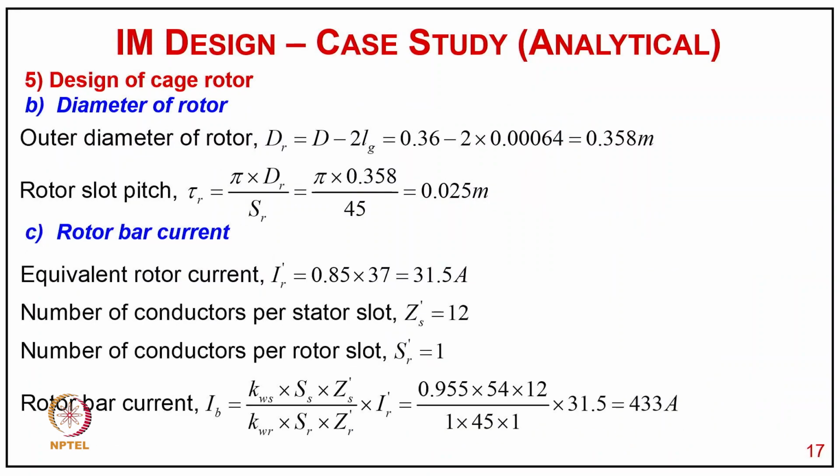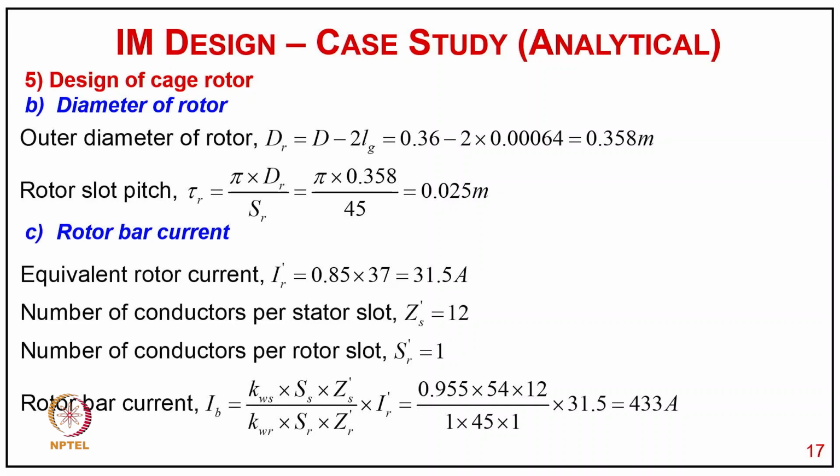Now coming to the diameter of the rotor, so the outer diameter of the rotor is Dr equal to D minus 2 Lg, 2 air gap, and putting the value it comes 0.358 meter, and rotor slot pitch tau r is pi Dr upon Sr, so putting the value it comes 0.0025 meters. Now coming to rotor bar current, so equivalent rotor current usually is taken 85% of the stator current, so IR dash equal to 0.85 into 37, that comes 31.5.